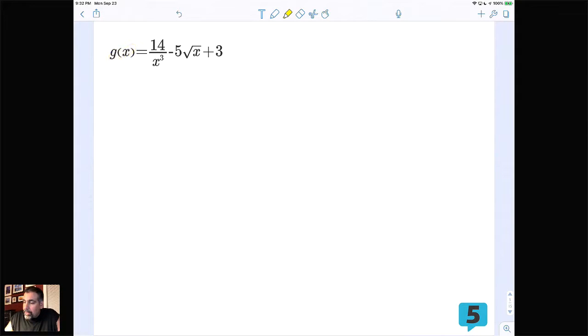Then as we continue, let's start with this one. Nice, easy one, right? Constant term. And you know that the derivative of that constant term is going to be 0. So those two are going to be fairly straightforward. It's these other two that we really want to think about.